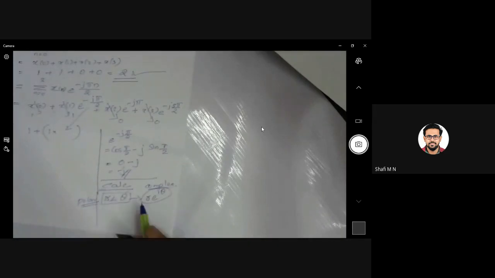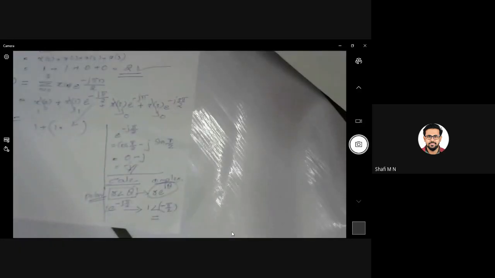So what is the value which you have to find? I want the value of e raised to minus j pi by 2. How will you type it in the calculator? r is equal to 1, so 1 angle theta. Theta is how much? You have to take care of the sign also: minus pi by 2. Here I have j, so theta is minus pi by 2. So in the calculator, you just type 1 angle minus pi by 2 and press the equal button.